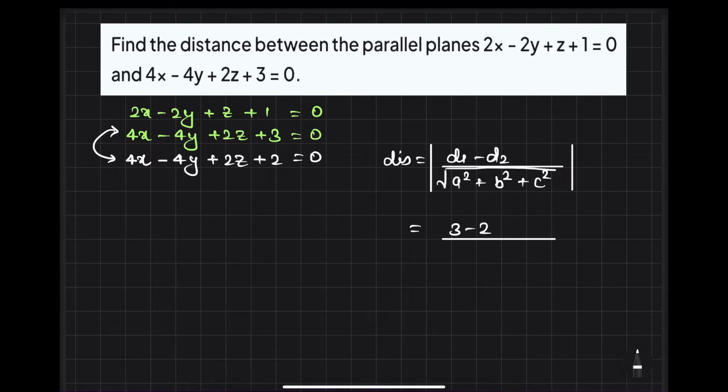And now you have to find root over a square plus b square plus c square. So it is 16, 16 and 4, so it is 36 under the root. So the distance is 1 by 6. Correct? Not plus minus, because distance will always be positive.